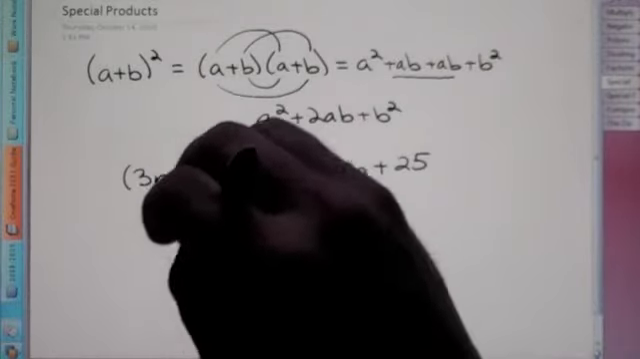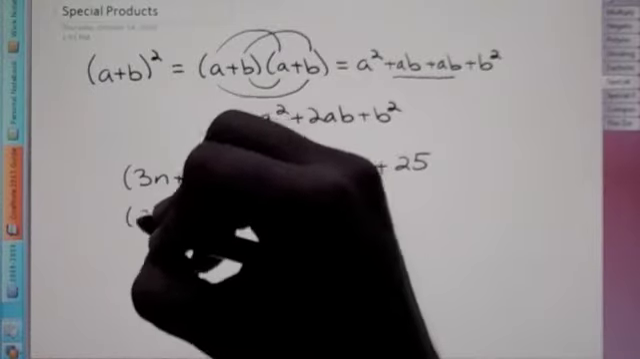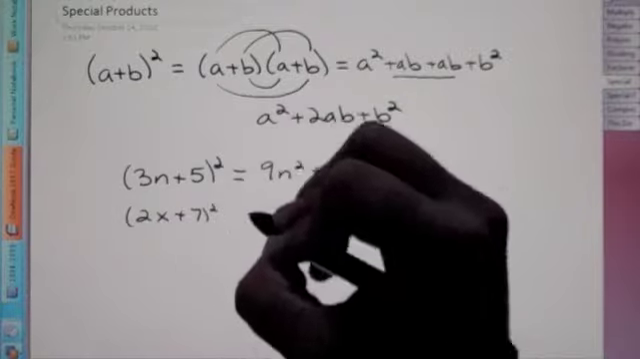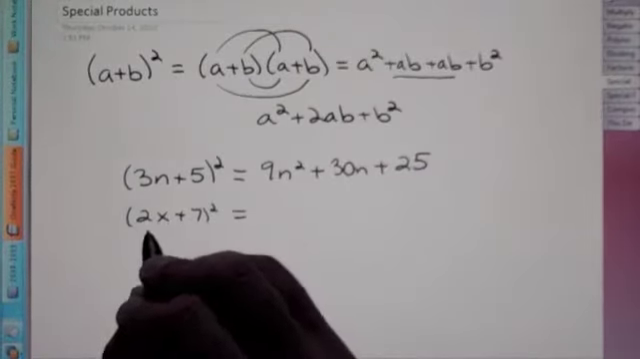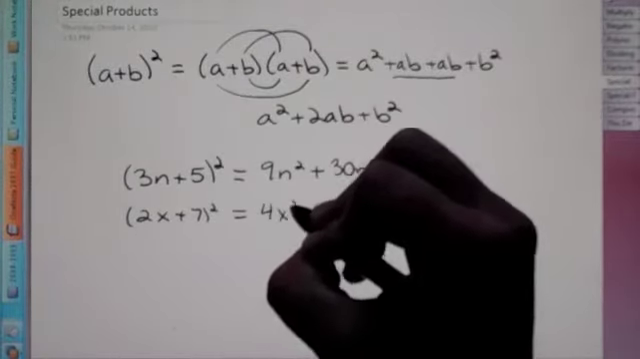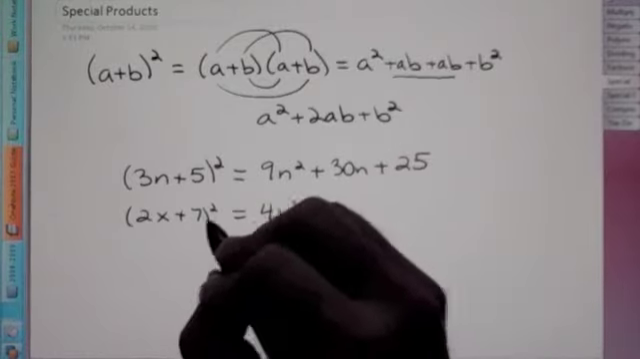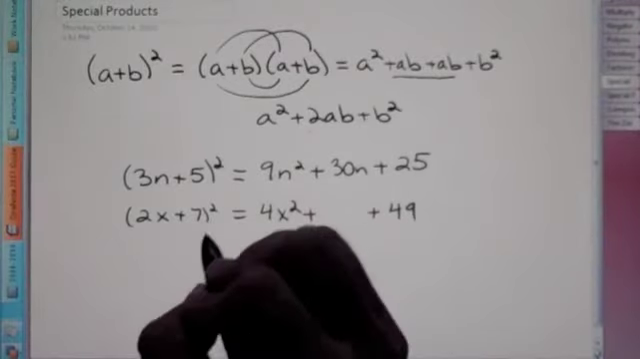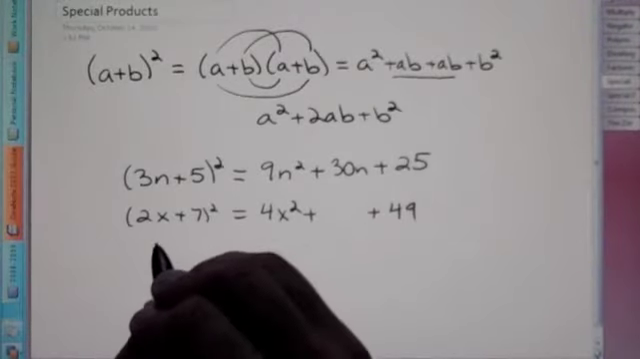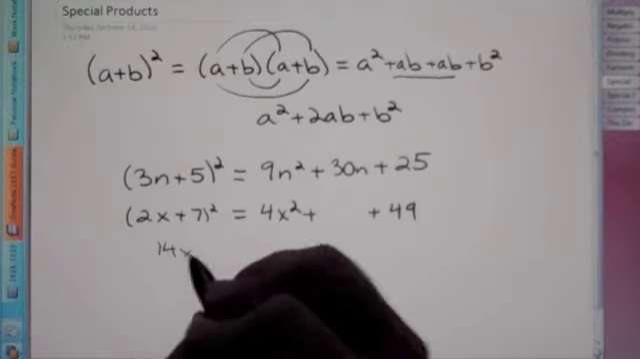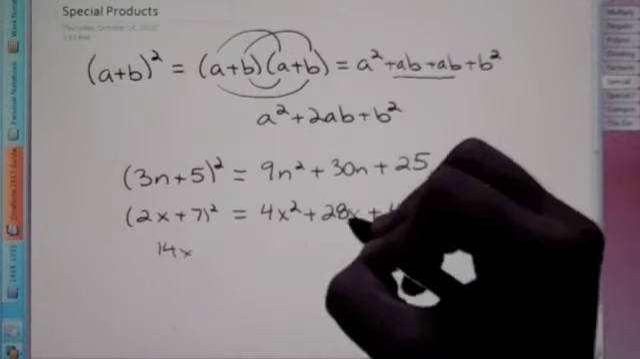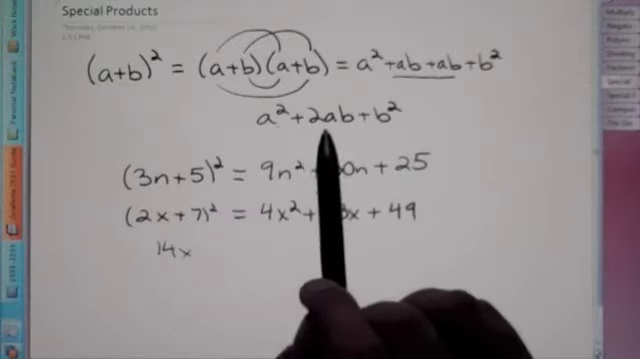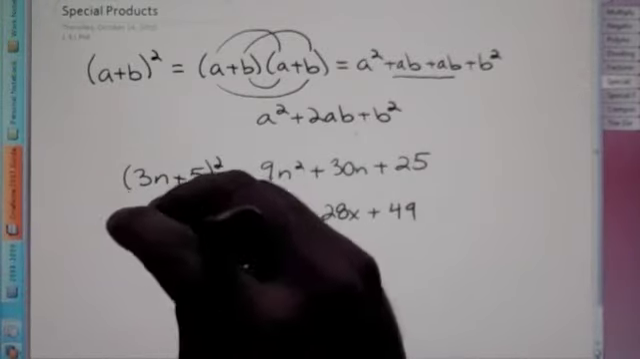So let's do another one. If I gave you (2x + 7) squared. I squared the 2x, which gives me 4x squared, plus, and I squared the 7 and put it over here, which is 49. And to get our middle term, I'm going to multiply 2x times 7 is 14x, and then double it, so 28x. Okay, so now that's why it's called a special product, because we can use this shortcut now, this little format here.